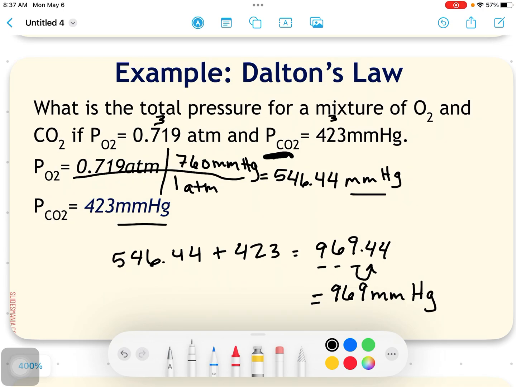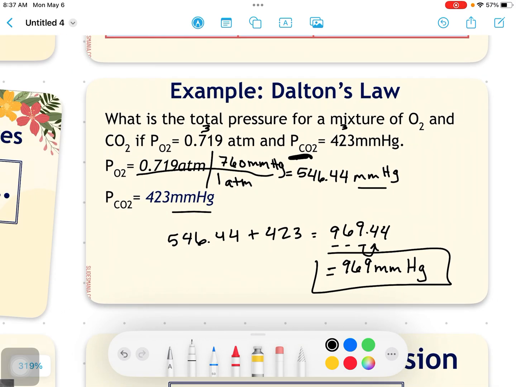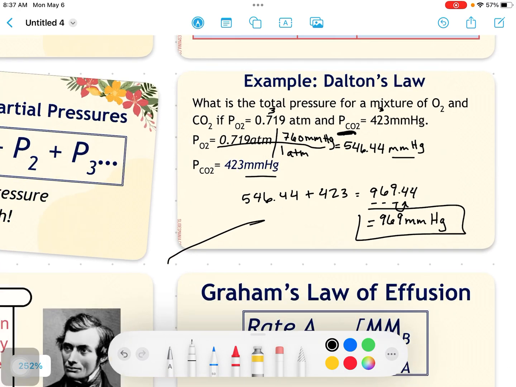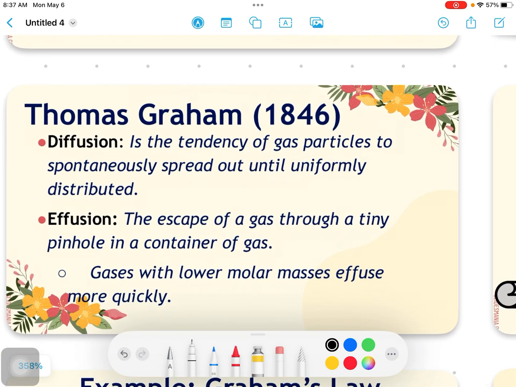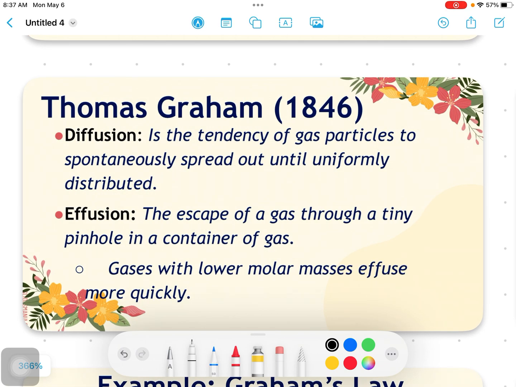our final answer will be in millimeters of mercury. So that's as easy as it gets. Make sure your units match, add them together, and you're done. That's all you have to do. Dalton's law is very, very easy. Okay, now we're going to get to our very last law.